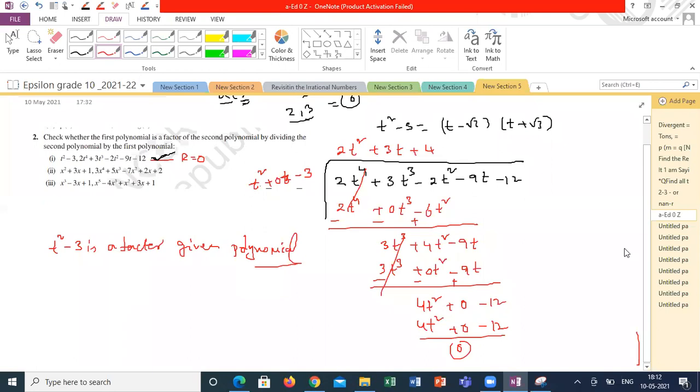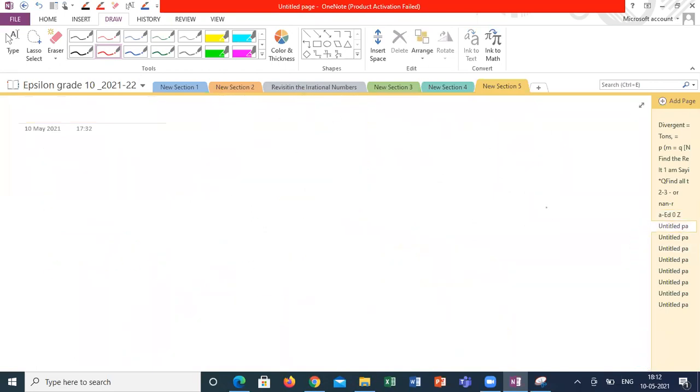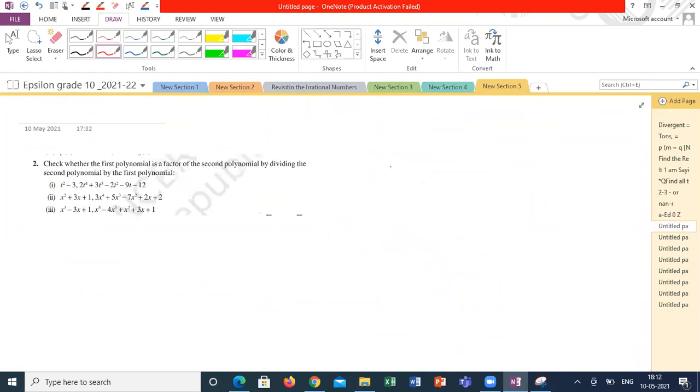The second one, x square plus 3x plus 1. Even you can do it in this method also. x square plus 3x plus 1 can be written as x square plus 2x plus x plus 1. No, I can't divide like this, because there are no real factors for this. So straight away you have to use the long division method.